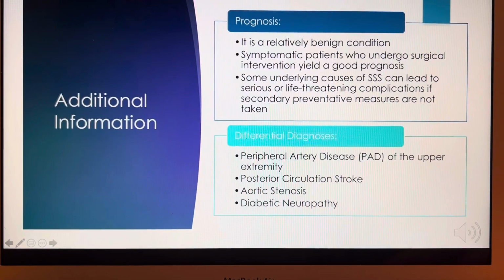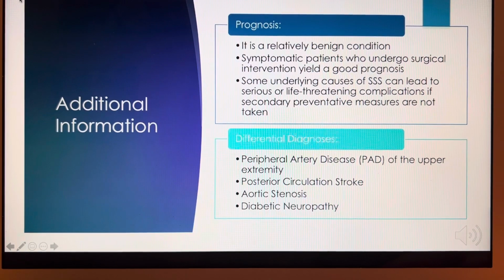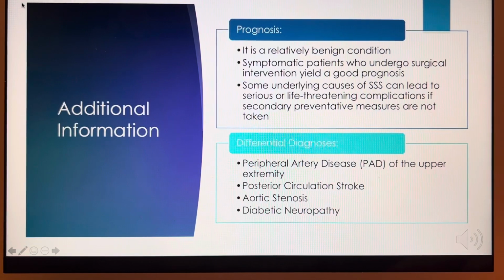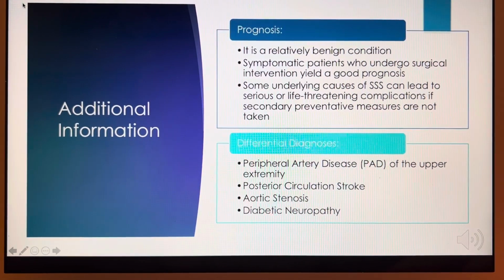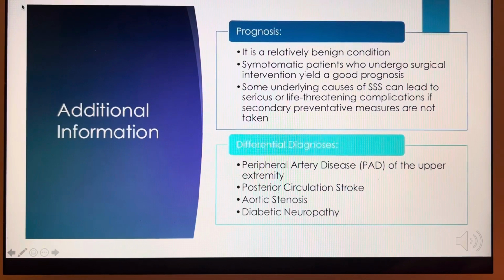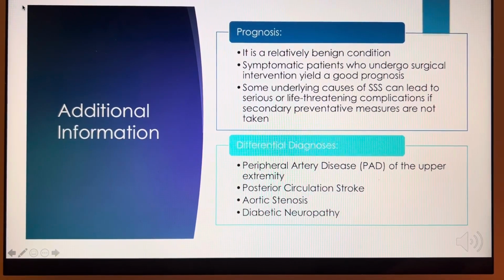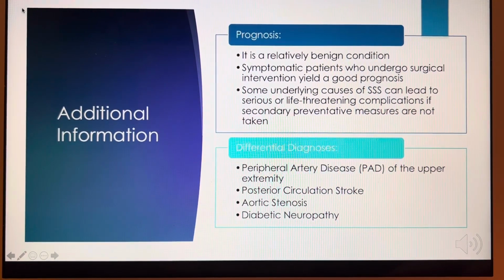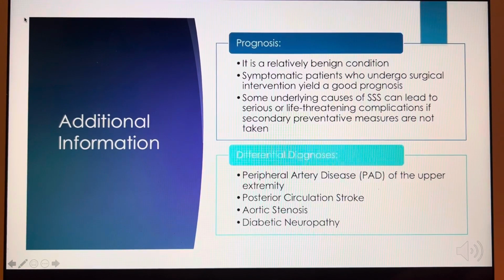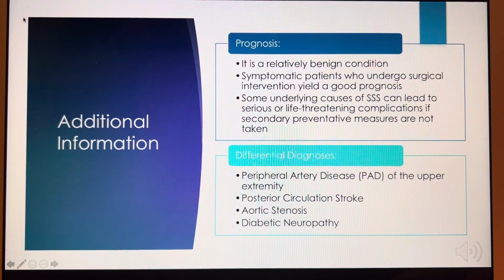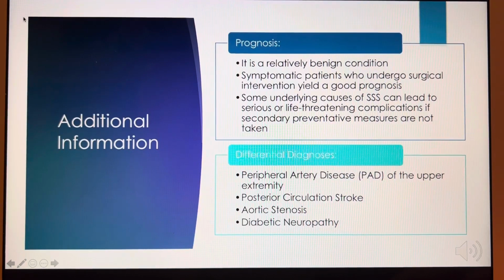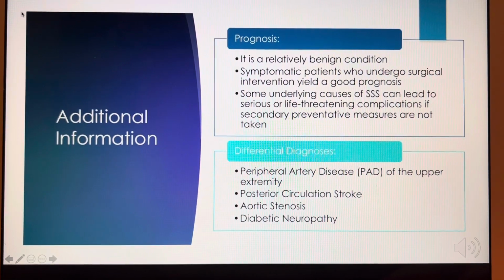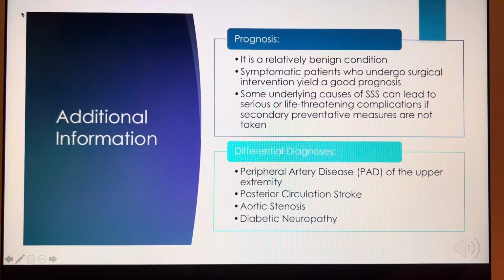Subclavian steal syndrome is a relatively benign condition, and the prognosis is usually very good, especially when symptomatic patients undergo surgery. They typically yield a good prognosis. However, some underlying causes of subclavian steal syndrome can lead to serious or life-threatening complications if they are not managed correctly or treated properly. The differential diagnoses for subclavian steal syndrome include peripheral artery disease of the upper extremity, posterior circulation stroke, aortic stenosis, or diabetic neuropathy.